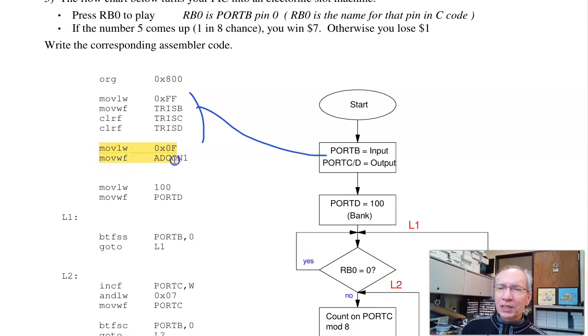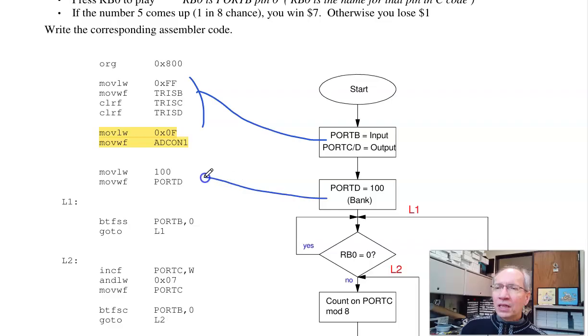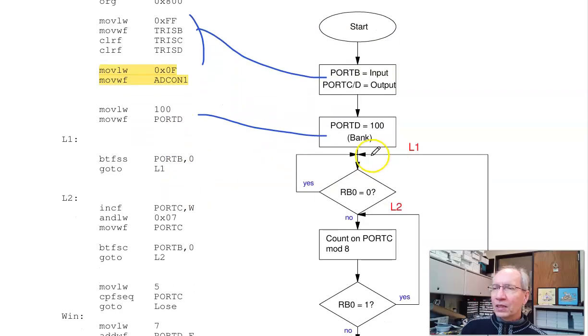And everybody's binary. This, you just have to include that. The default on the PIC is analog. When you use binary, you got to have those 2 lines of code. We'll talk about that later when we get to analog. Next section, initialize the bank to 100. Move 100 to W, move W to port D. This arrow is a label.